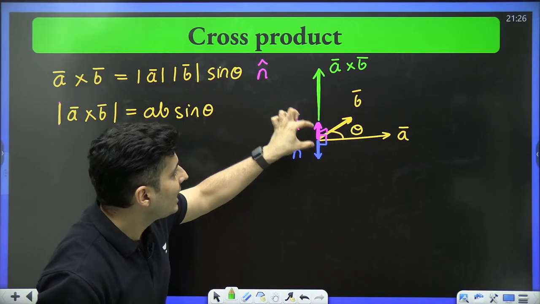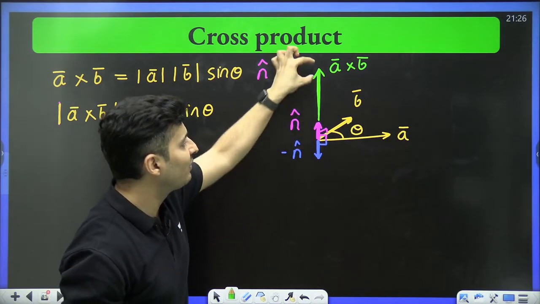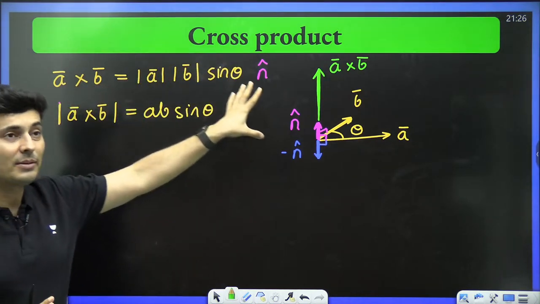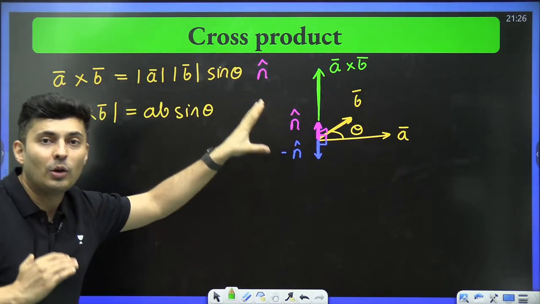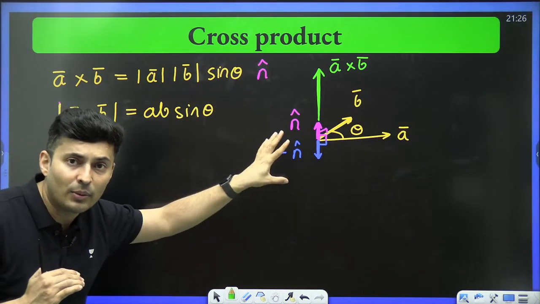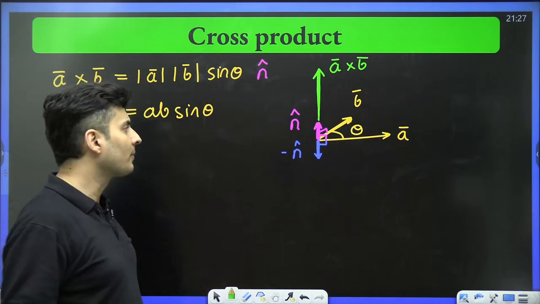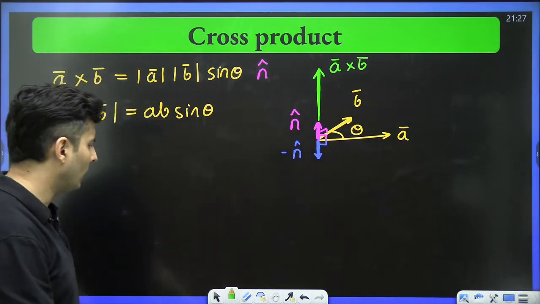Unit vector n hat, take it magnitude times. If it is 5, take it 5 times. If it is 6, it is 6 times. That's what it is. That is the meaning of A cross B: magnitude of A, magnitude of B, into sine of the angle between them, in the unit vector direction, which is perpendicular to A and B. How do I decide that? I'll come to it. Hold on.